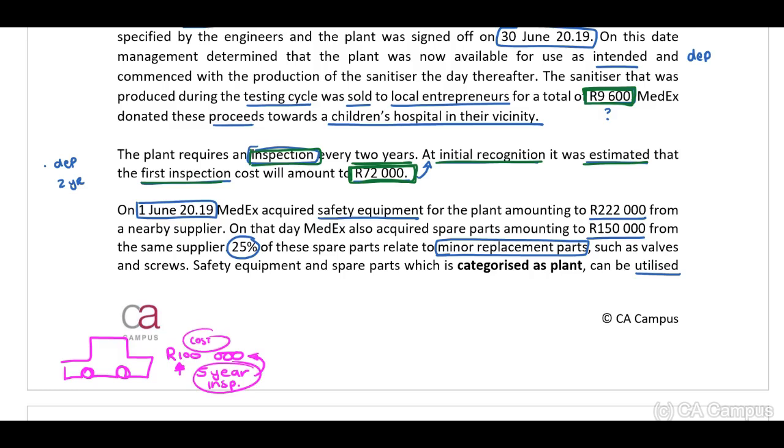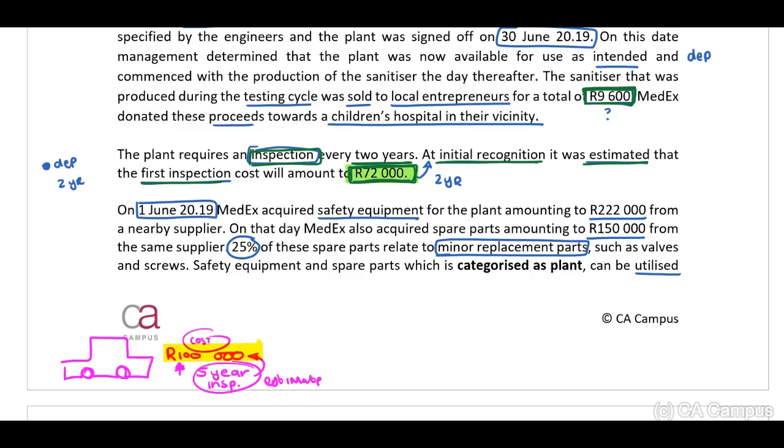We need to use the estimated value, because the vehicle we will be able to use for longer than 5 years, but we will have to inspect the vehicle within the next 5 years. Therefore, we will have to take out this 72,000 when we determine the depreciation of our plant, and this 72,000 will be depreciated based on the 2 years.